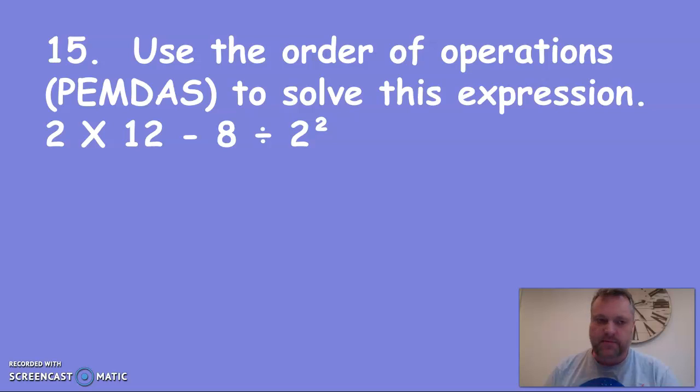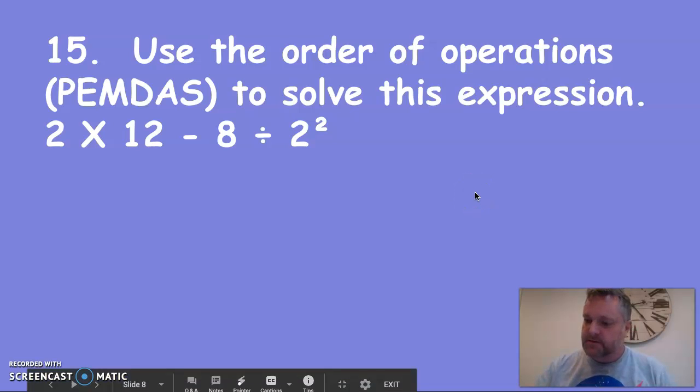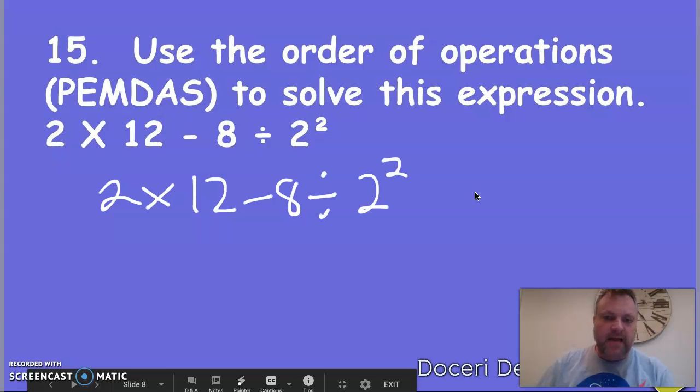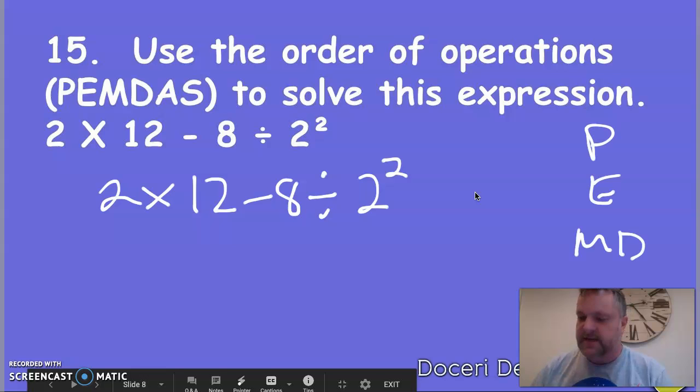This is going to be number 15, and they are asking us to use the order of operations, also known as PEMDAS, to solve this expression. The expression is 2 times 12 minus 8 divided by 2 squared. Okay, so to do this problem, we're just going to rewrite the problem. 2 times 12 minus 8 divided by 2 squared. Now on the side, I'm going to write PEMDAS, so I don't forget that I need to do each of those letters.